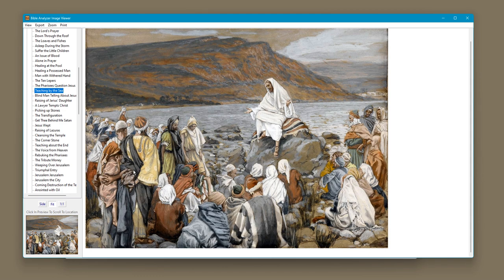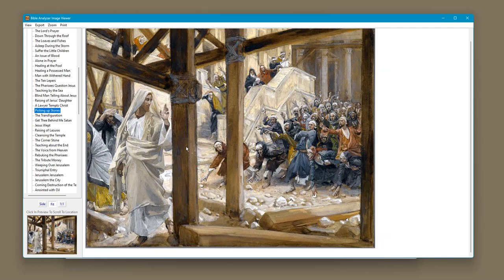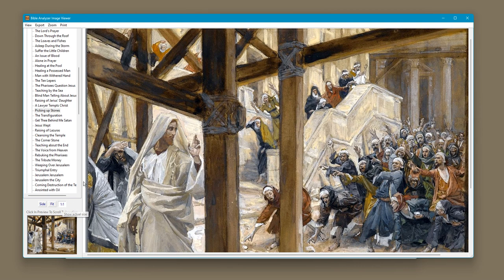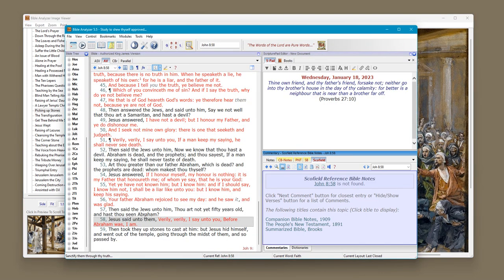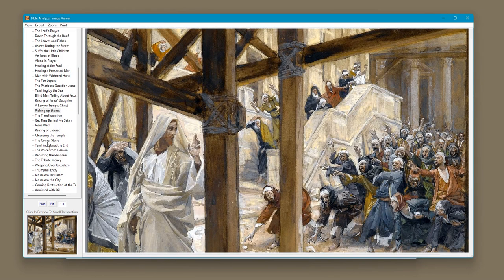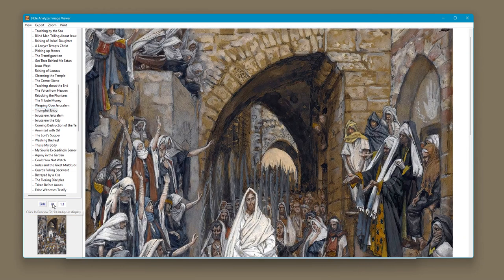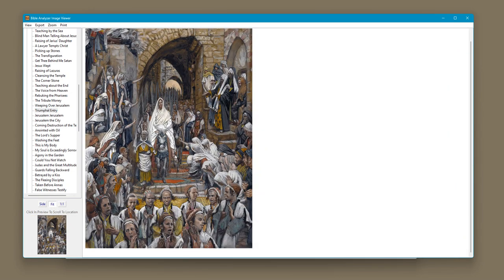It's amazing. Here they are picking up stones to stone him. And again, all of these verses, let me make this one full size, all these have, in the little hot spot up here, the relevant verses, and if you click that verse, it will come up over here in the Bible Analyzer main window. We go on down. You can see where he has his triumphal entry into Jerusalem. We'll shrink it back down to full size.